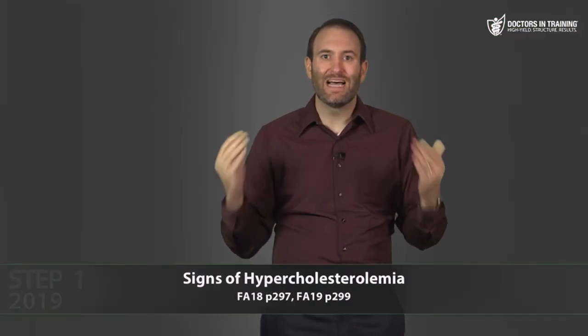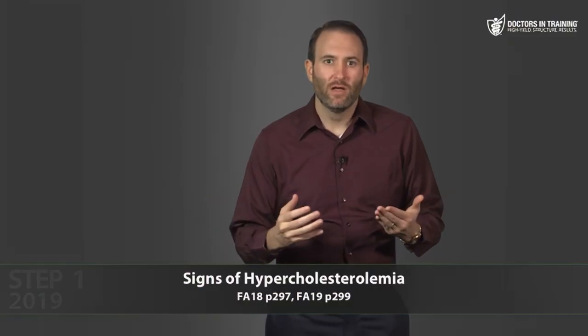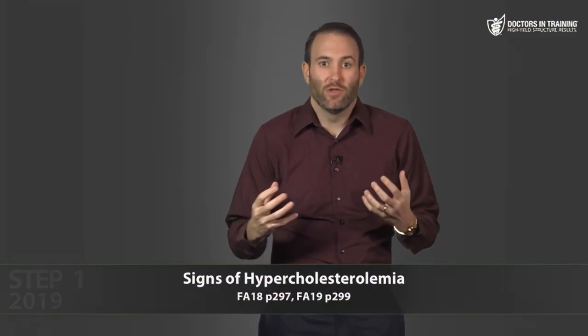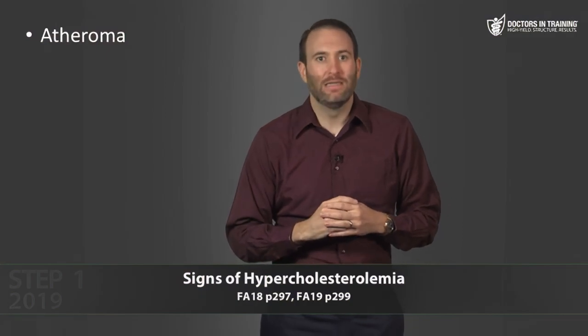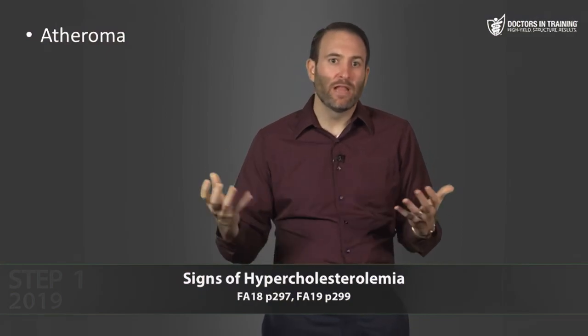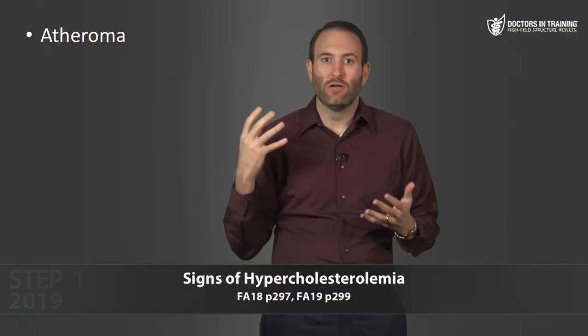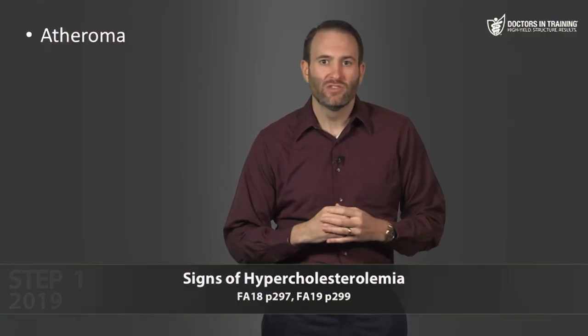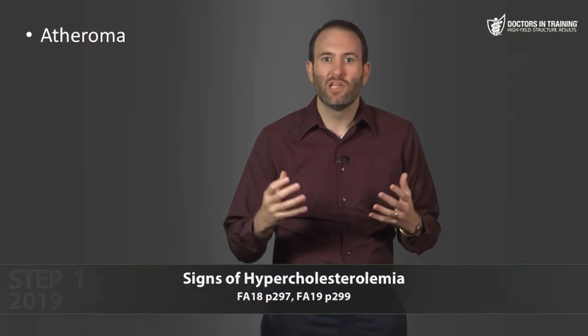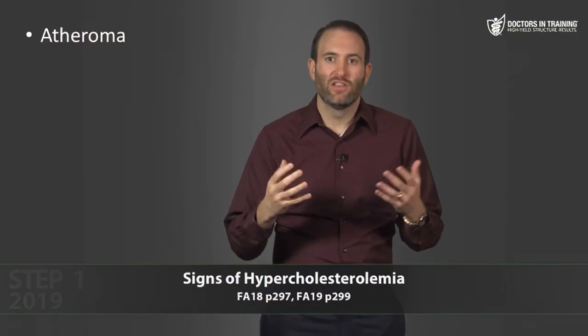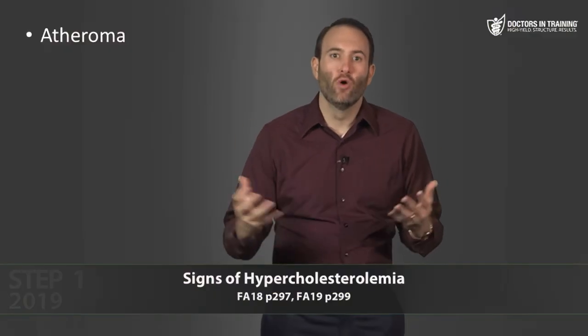So let's talk about some of the signs of hypercholesterolemia. Well, in your blood vessels, you get something called the atheroma, and an atheroma is a plaque in the blood vessel wall. Typically, these plaques form as a result of oxidized LDL particles. We mentioned that before. So it's not just the cholesterol itself, it's the oxidized cholesterol that is then associated with inflammation. It's going to cause a lot of these problems, and it starts off with that atheroma.